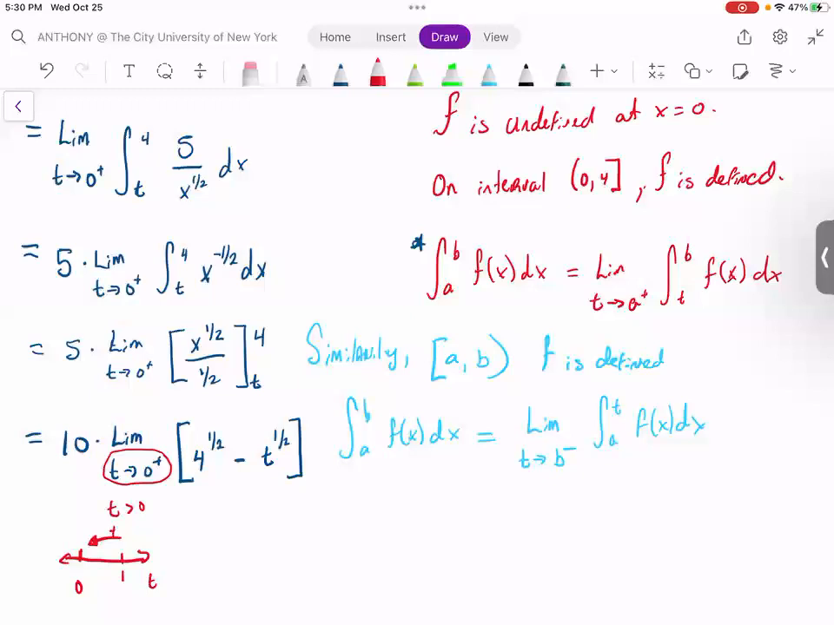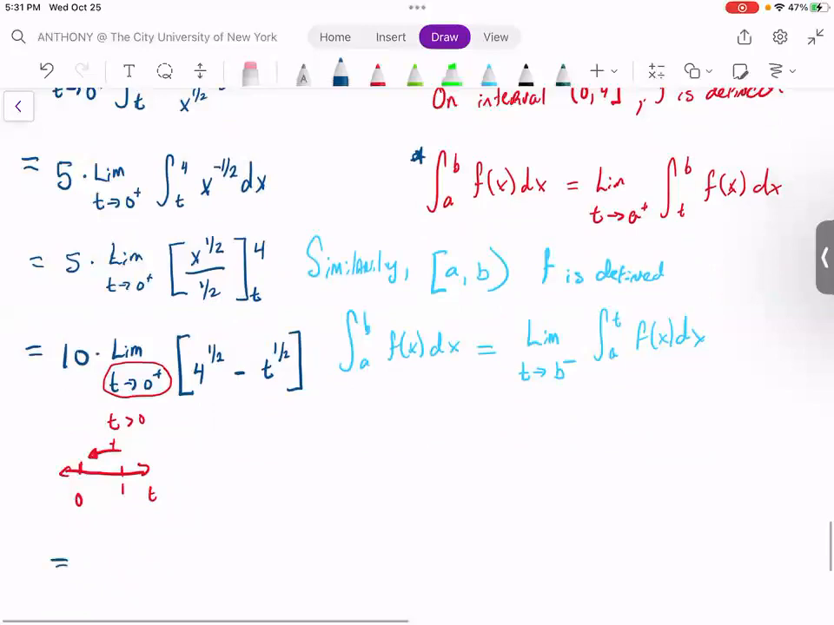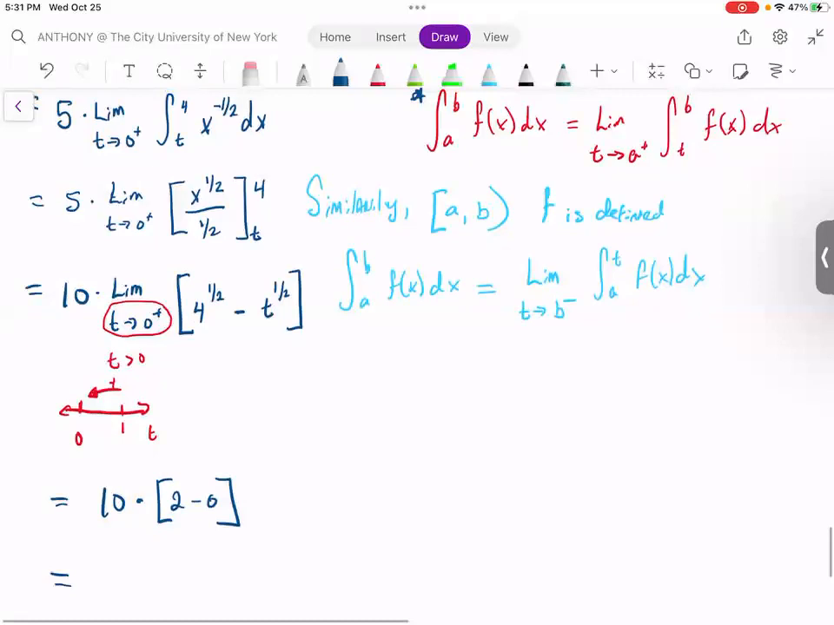So technically, yeah, I could plug in 0, because if you get a number like 1/1,000,000 and take the square root of it, it is going to be close to 0. So that being said, we are going to get 10 times 2 minus 0. Now, what's 2 minus 0? 2 times 10, 20. So is it converging or diverging? It converges. So it converges to 20.